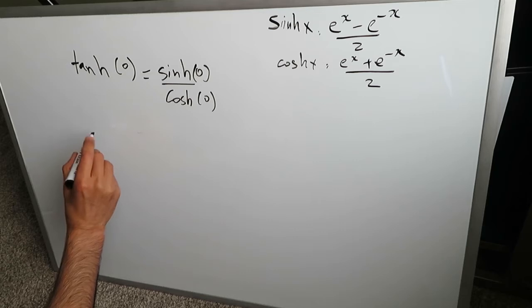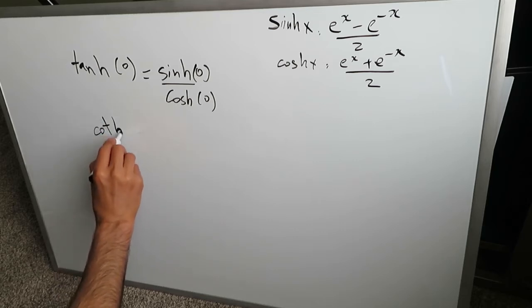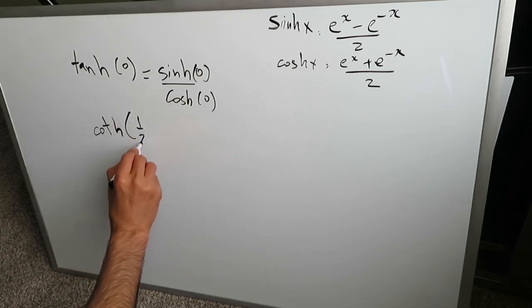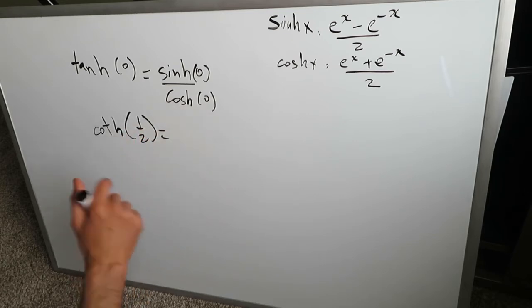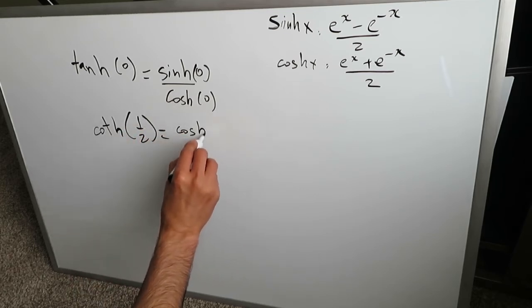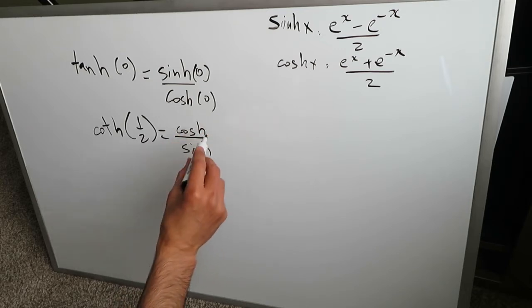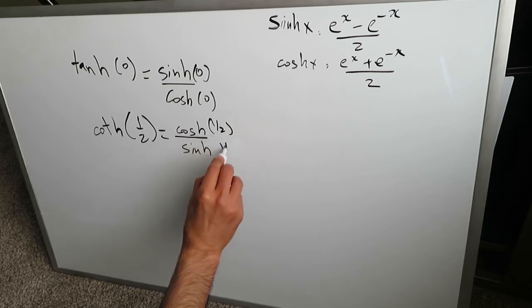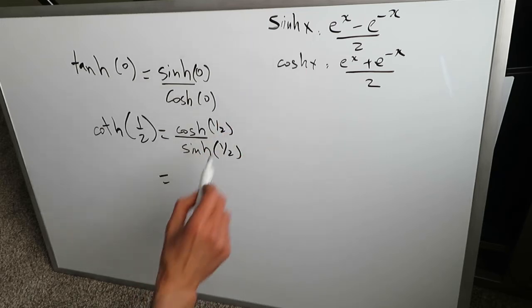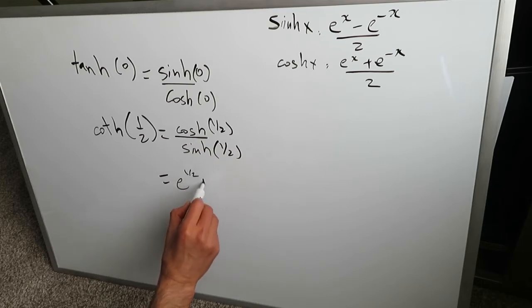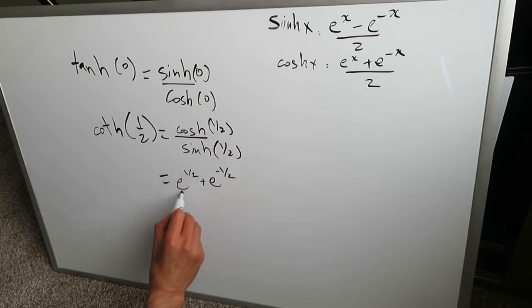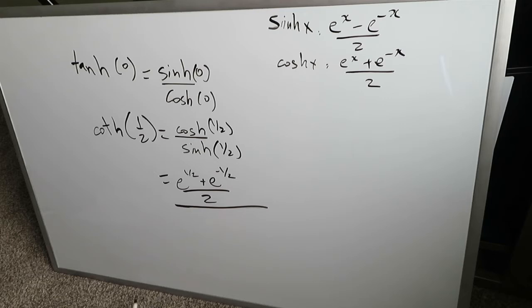The question is this: hyperbolic cotangent, coth, of 1/2. You know cotangent is cosine over sine, but in terms of hyperbolic functions, it's cosh over sinh, of course each with a 1/2. Run it through the formulas: (e^(1/2) + e^(-1/2))/2. This right here is your cosh, hyperbolic cosine. Let's do the hyperbolic sine: (e^(1/2) - e^(-1/2))/2.